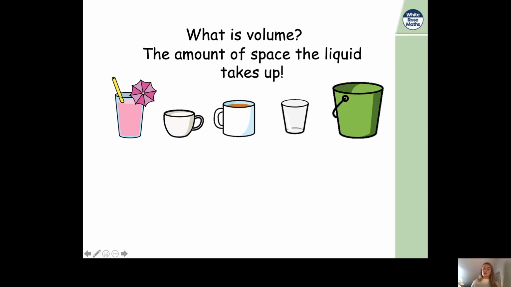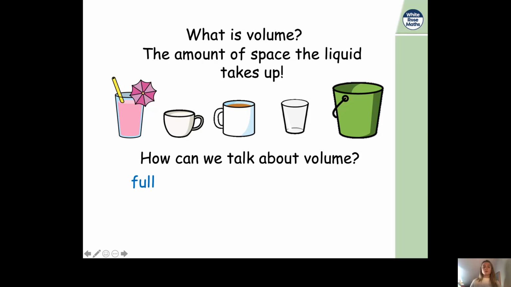Now volume is the amount of space the liquid takes up. This is how much liquid there is in a container. This time the container doesn't have to be full. It is just how much liquid there is in there at that time. When we're talking about volume, we could use the word full. If you have a glass of water, it could be full, and the volume then is full. That is the amount of space that the liquid takes up. There's no more room in your glass. It is full, and that's its volume.